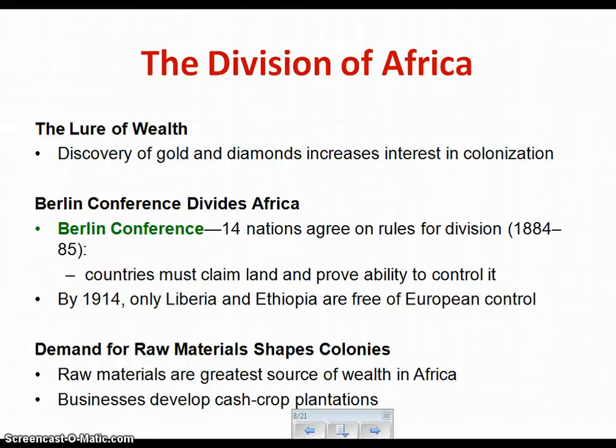So now the race had begun. Europeans, from every different country in Europe, were getting ready to claim land in Africa. The reason why is that the French had found gold and diamonds in parts of Africa, which again sparked more Europeans to want to get a piece of the continent. So, in 1884 to 1885, we have an event. It's called the Berlin Conference. 14 nations meet together in, obviously, Berlin, which is Germany, and basically they go over specific rules on how to divide Africa as a continent.